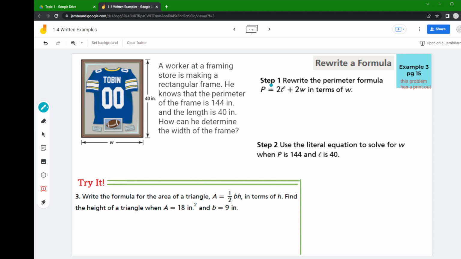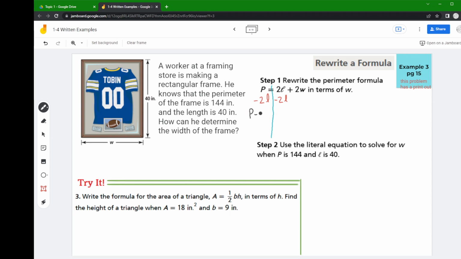So remember, to help me maintain balance, I'm going to go ahead and just draw this little river here. And if I do something on the right-hand side, I need to make sure to do it to the left-hand side as well. So starting to look at this, I see that the 2W is being added with the 2L. So I'm going to subtract 2L from each side so that the W doesn't have any other letters with it.